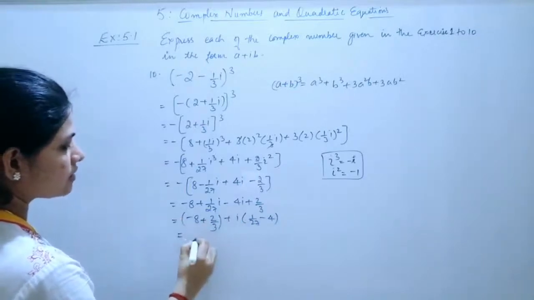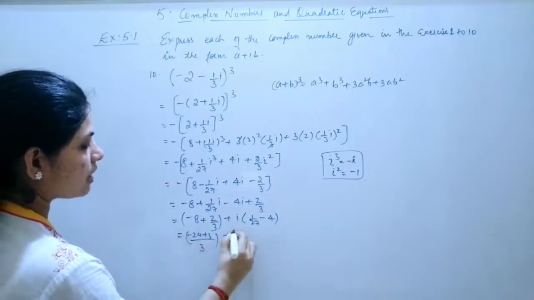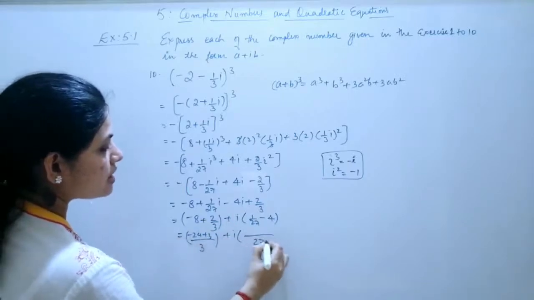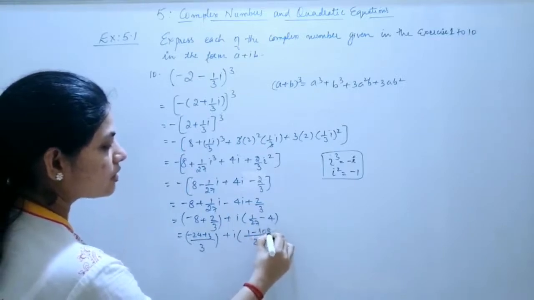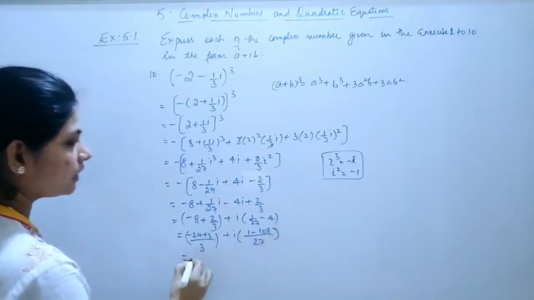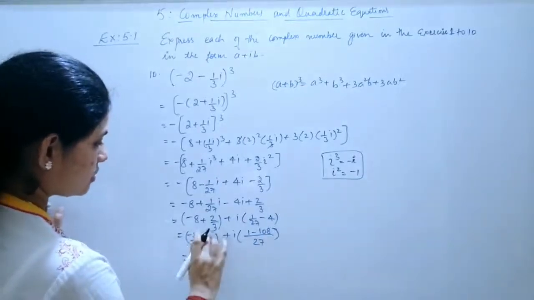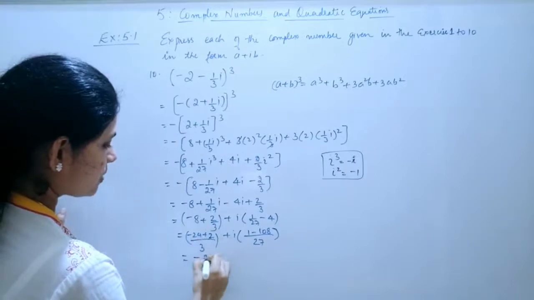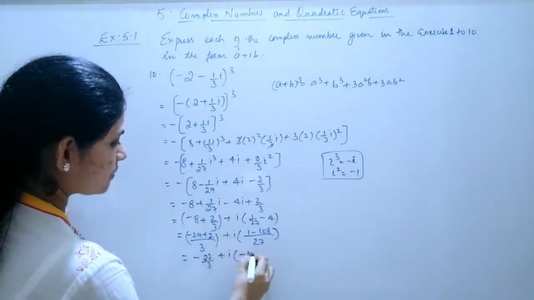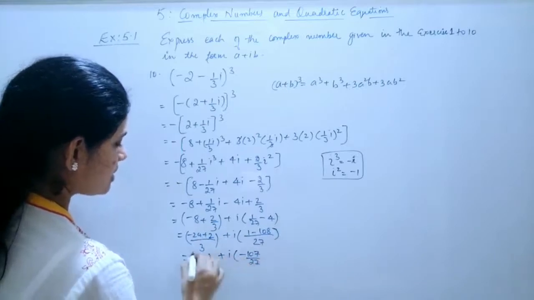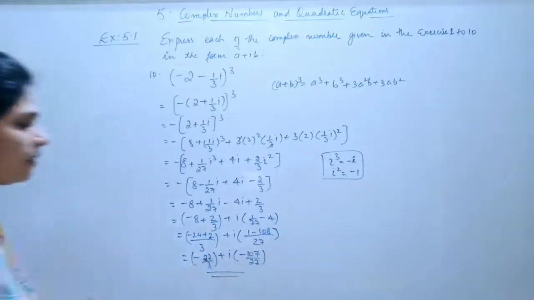So here you will get, after taking the LCM, minus 24 plus 3, and here you have i into 27, 1 minus numerator will become 4 into 27, which is 108. Okay, so you are getting this to be minus 22/3 plus i into minus 107/27. So this is your real part, this is your imaginary part.